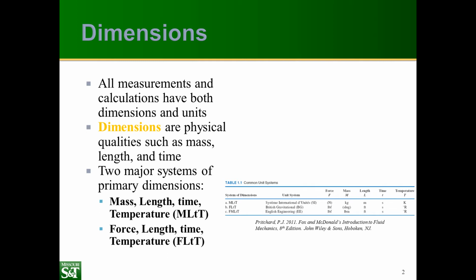So we have defined units for all of these, but then we have to have some conversion factor between pounds of force and pounds of mass. That's based on Newton's second law. So it's a little bit more complex. We have to have some additional conversion factors.